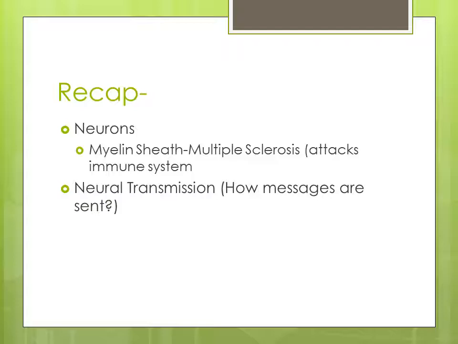And then the second thing we looked at is neural transmission. So how do different neurons send messages? We looked at the resting potential, the action potential. So you should be familiar with those two sections so far. So let's move on to what we're talking about today: how neuron cells communicate with one another.